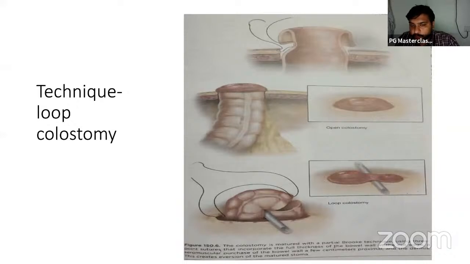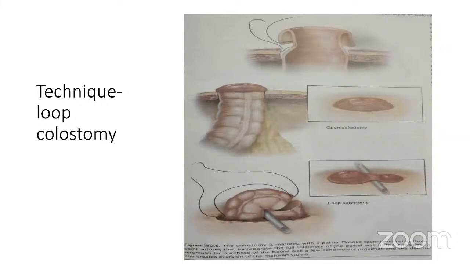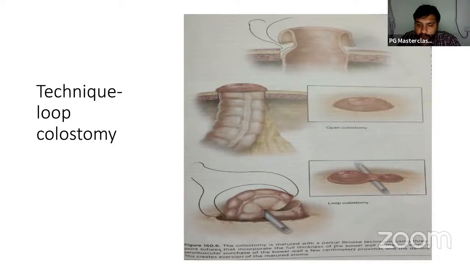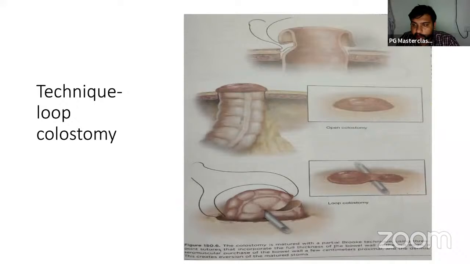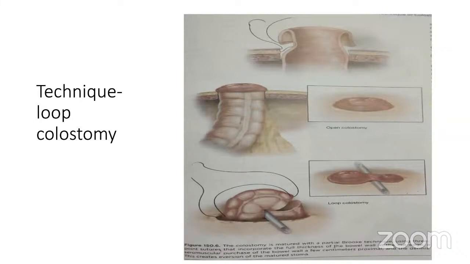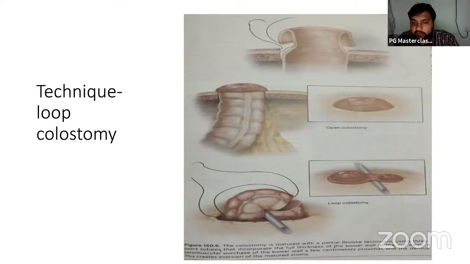In transverse loop colostomy, usually it is brought out from the right side based on the right colic artery or the right branch of the middle colic artery. Based on these, we bring out the transverse colostomy. While doing a sigmoid colostomy, we will have to be very careful while dealing with the mesentery of the sigmoid colon, as sigmoidal arteries are end arteries, so they should not be compromised. Transverse colon is easier to bring out because it has a very long mesentery.